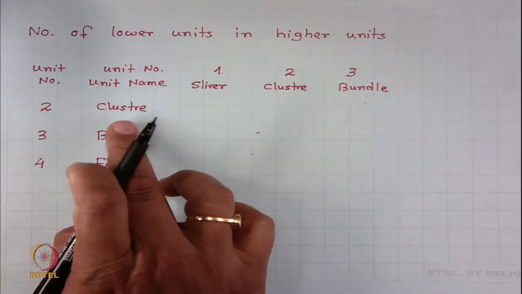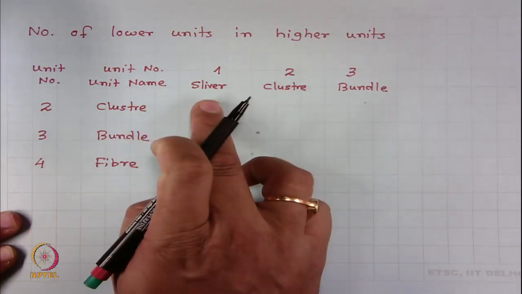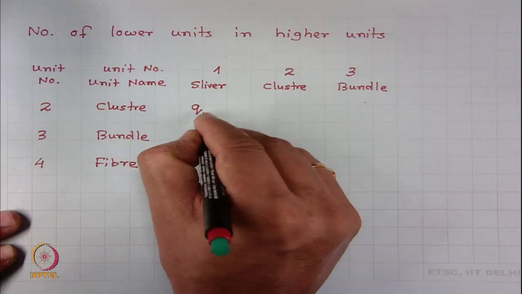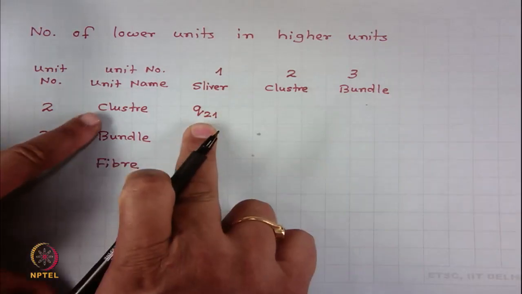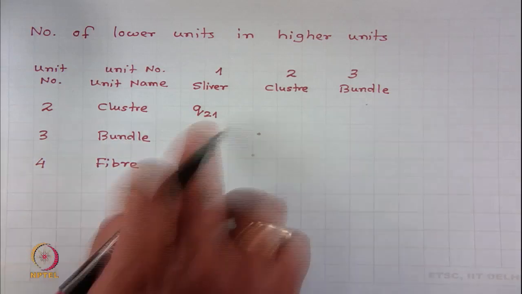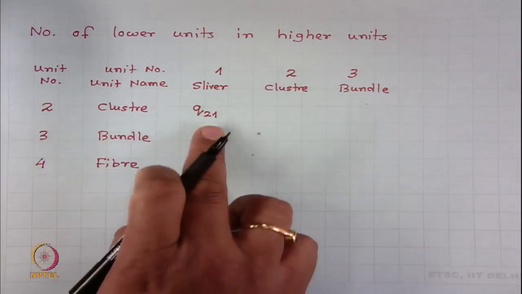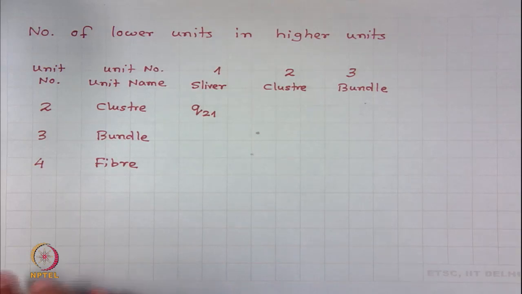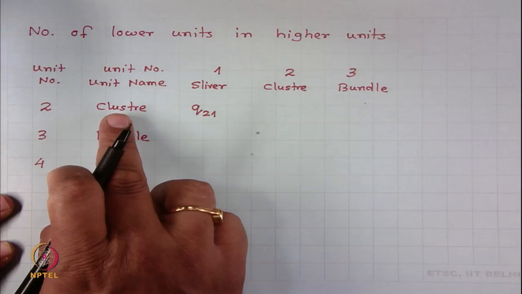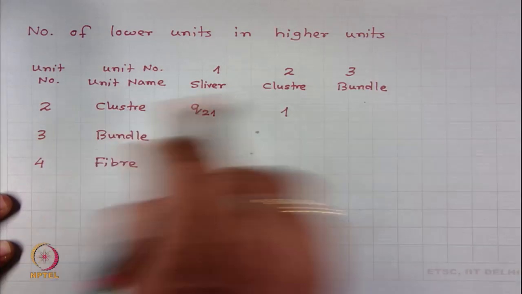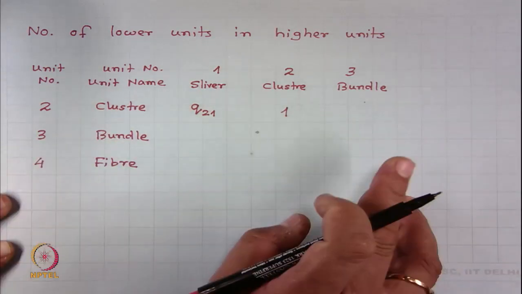Now, how many clusters form a sliver? This we denote by a symbol Q 2 1. These 2 stands for cluster, 1 stands for sliver. So, the number of clusters in a sliver is denoted by the symbol Q subscript 2 1. Here the 2 denotes the unit of cluster, and 1 denotes the unit of sliver. Similarly, how many clusters form a cluster? It must be 1. How many clusters form a bundle, from higher unit to lower unit? Not possible.